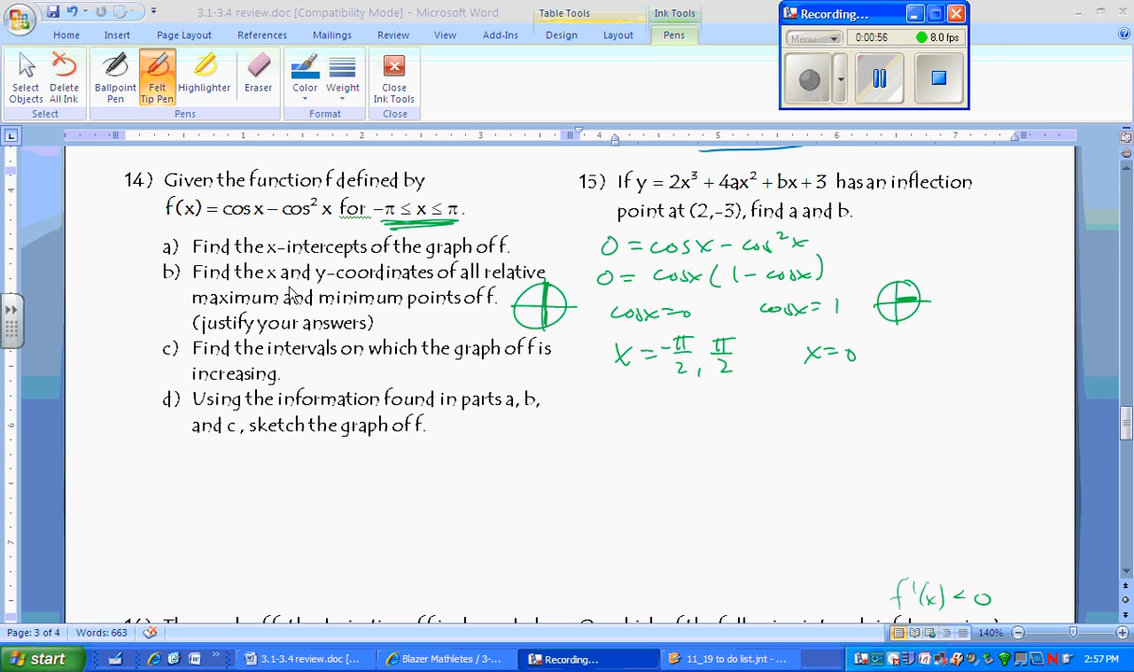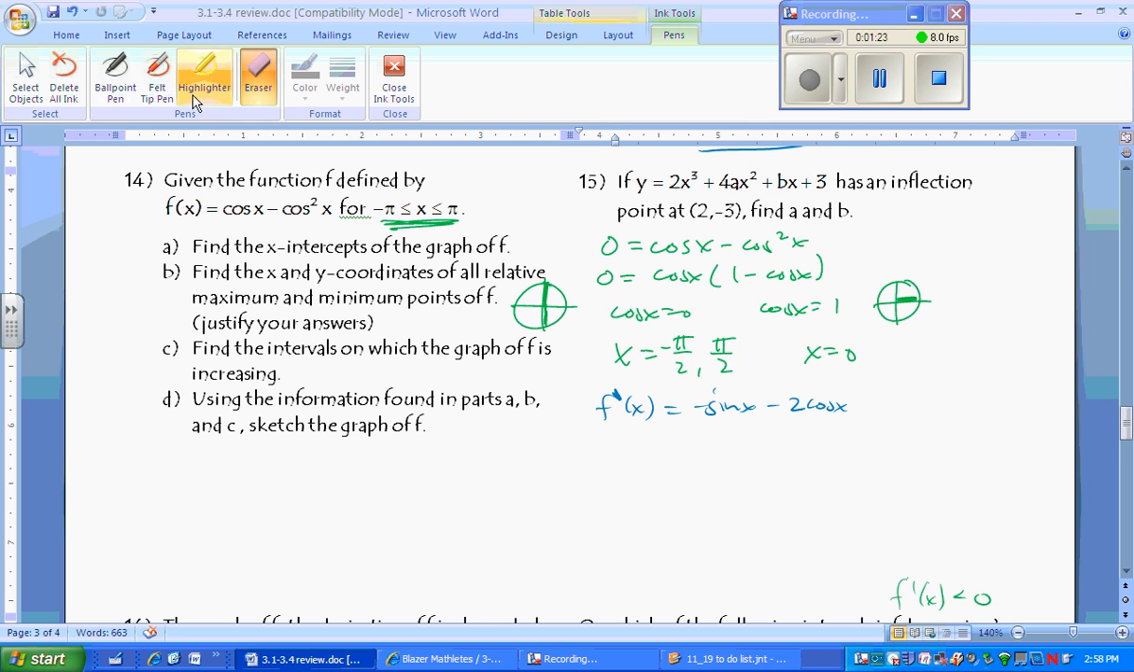Alright, for part B, finding x and y coordinates, all the relative maximum and minimums, we have to find the derivative and the critical values to find out where the relative max and mins are. So first derivative f of x, derivative of cosine is negative sine, minus derivative of cosine squared, we have to bring the 2 out in front, so 2 times cosine of x, and then times the derivative of cosine, which is negative sine. So I'm just going to go ahead and put a positive sine there, and make this a positive. Negative times negative is positive.